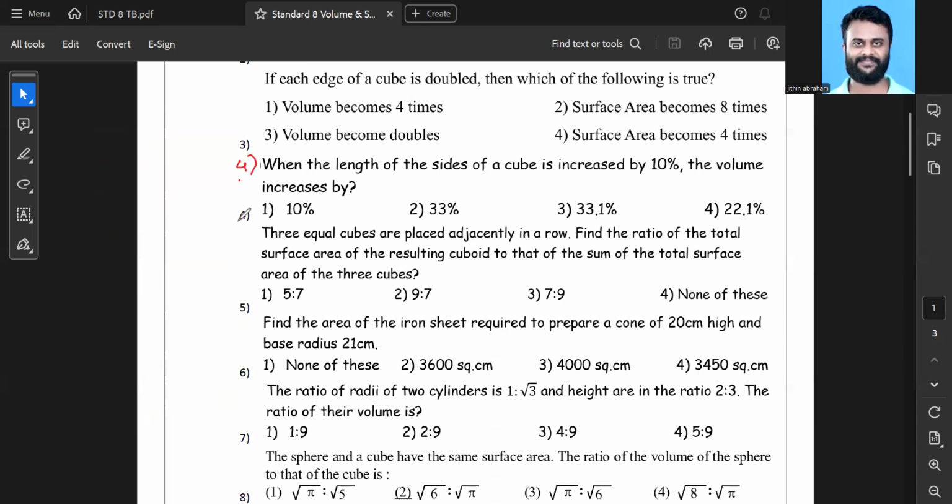Okay, fourth question. When the length of the sides of a cube is increased by 10%, the volume increases by how much? So, in this case, the initial length is S, maybe. S cube was the initial volume. For the final volume, the side is increased by 10%. So the new side, I'll call it S dash.